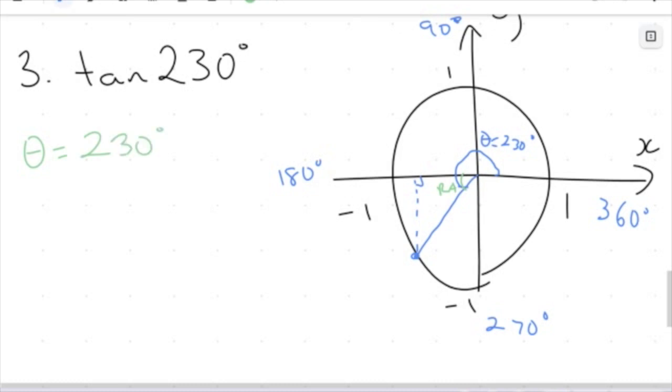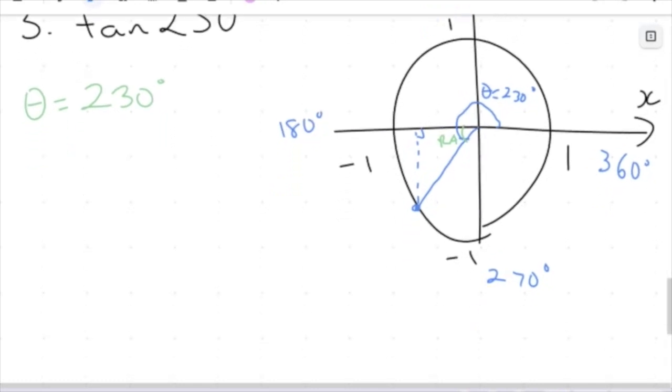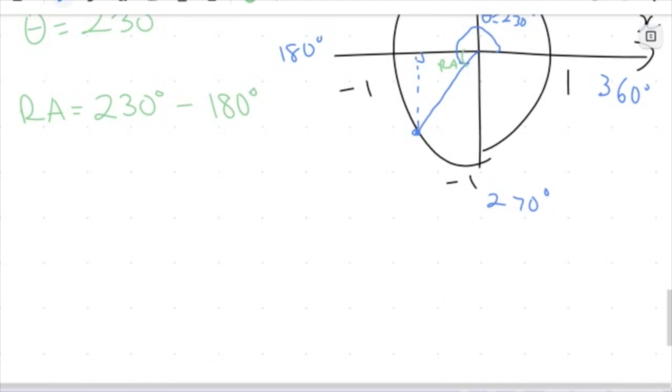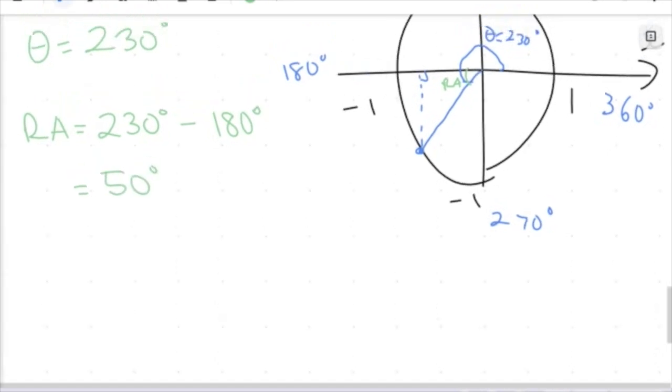And this portion of the angle here is 180 degrees. So my reference angle is going to be the difference between theta and 180 degrees. So in order to find this, I want to do the subtraction here, and I'm going to get that this is equal to 50 degrees here.